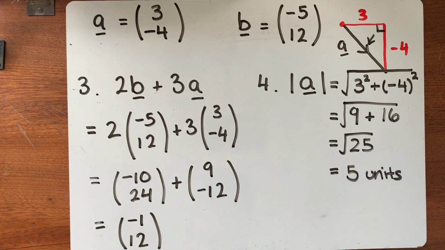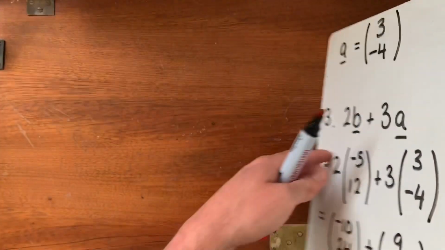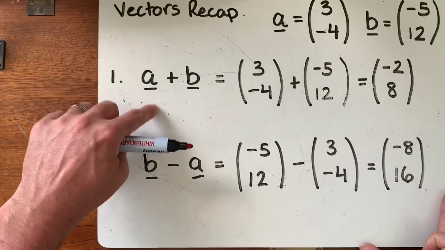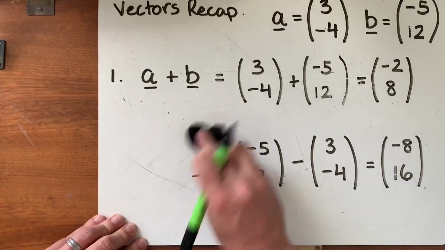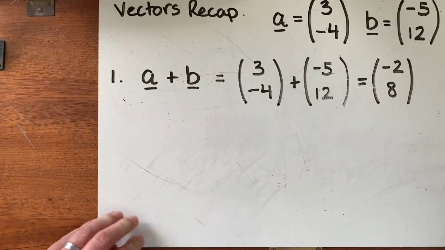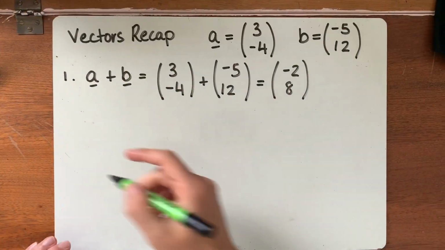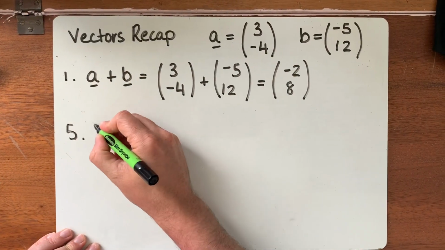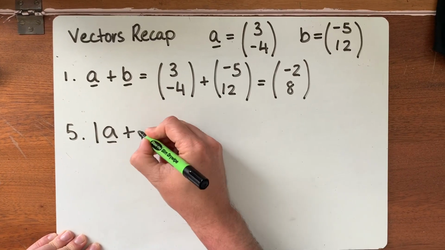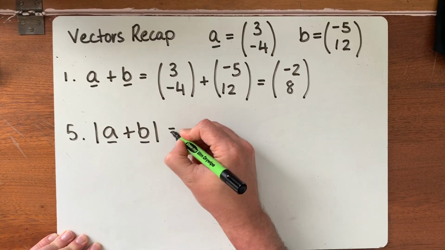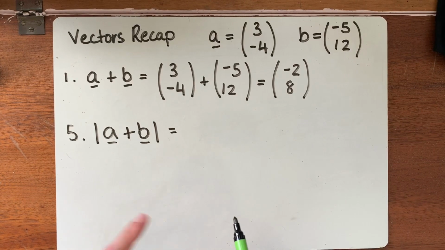Okay, one last question to talk you through. I'm going to come back to the first page. I'm actually going to keep answer 1, and we're going to play about with that a little bit. It's a little bit of extension work. Let's call this question 5. I want to know the magnitude of the result of adding A plus B. Okay, the magnitude of the result of adding A plus B.